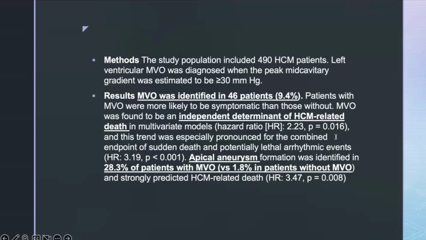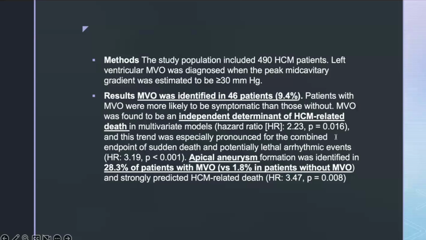And then, when you look at patients who have this midcavitary gradient, 28% of them had an apical aneurysm. And we know that apical aneurysms are an increased marker for sudden cardiac death in hypertrophic patients. So it's another way that these patients can be risk stratified, and it could be something that the clinician takes into account when deciding on ICD or not, or how often they follow up with serial echoes.